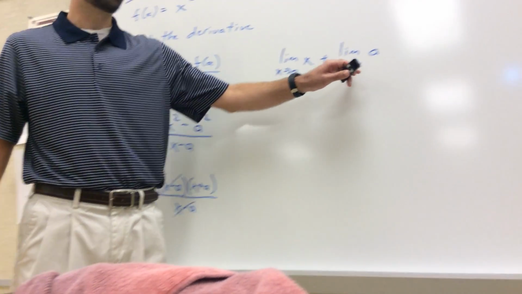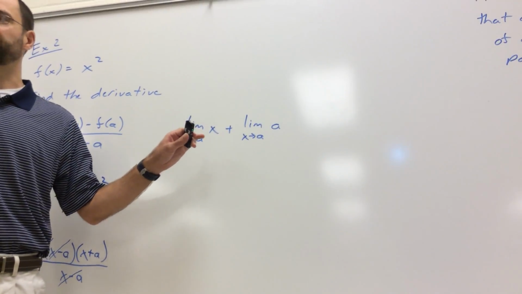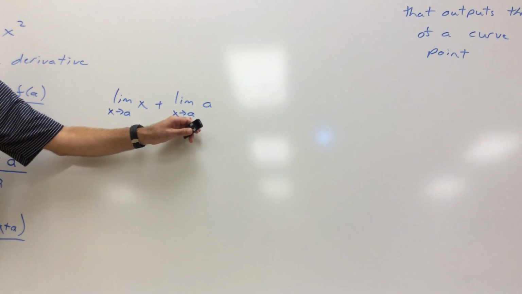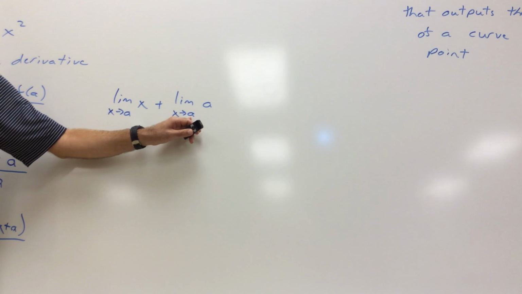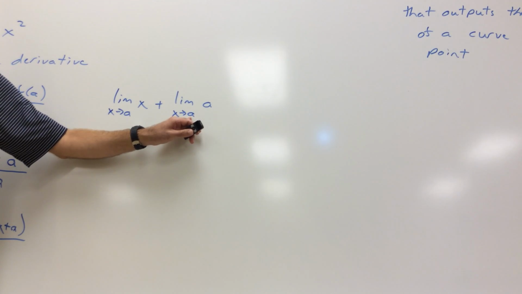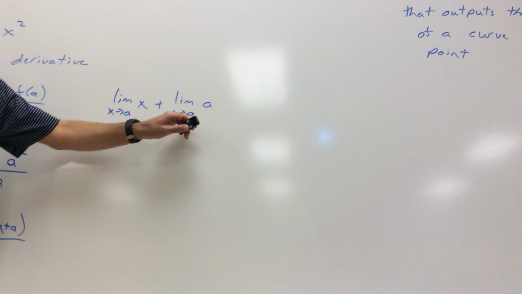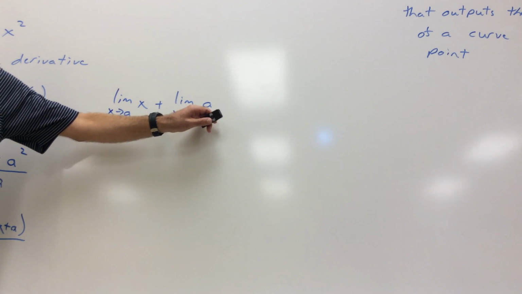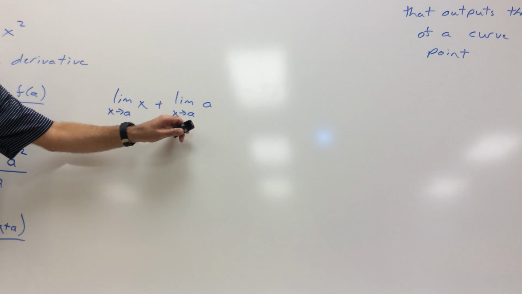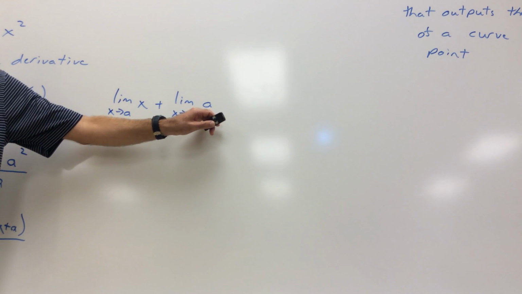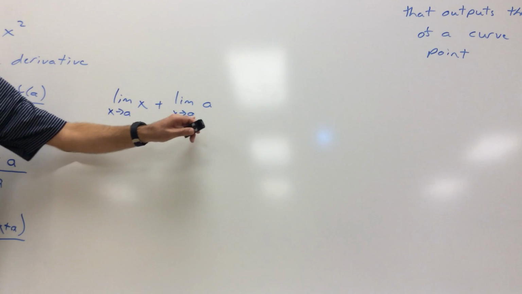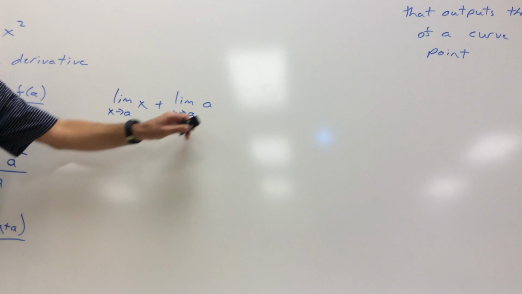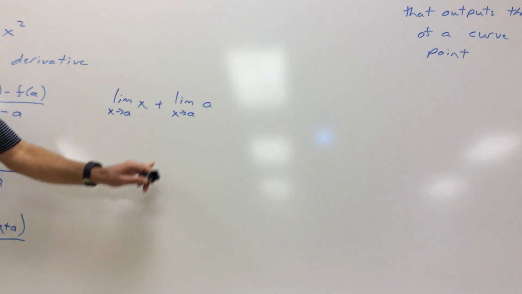Okay, now these limits are a bit tricky because there's a lot of letters floating around. But remember, a is a number. We're trying to find the slope of the tangent line at a. So let's temporarily pretend that a is 2. So that's a 2 as well. So what's the limit of 2? Just 2, right? Or if a was 7, that would be the limit of 7, which would be 7. So since it's a number, the limit of a is just a.